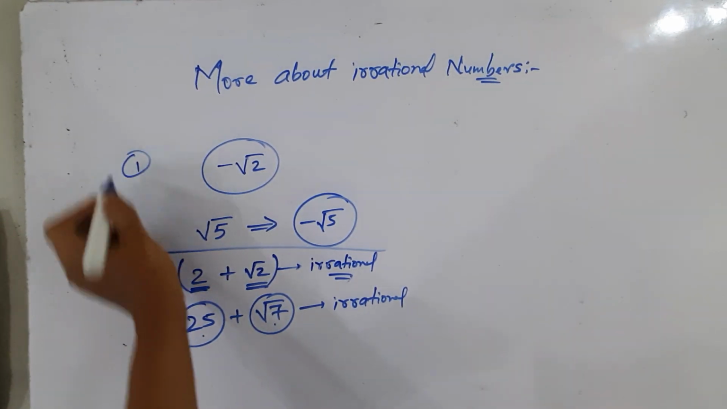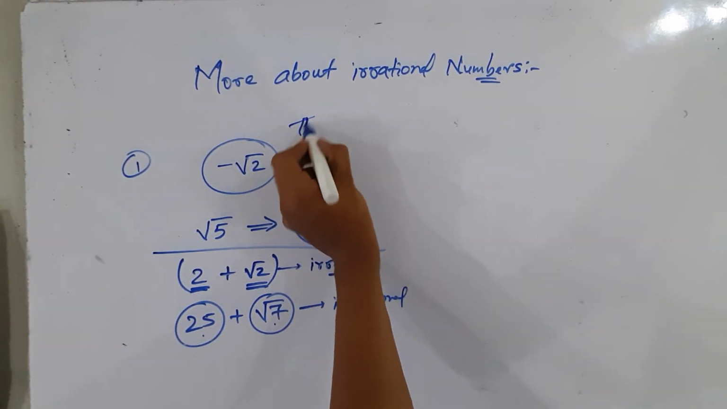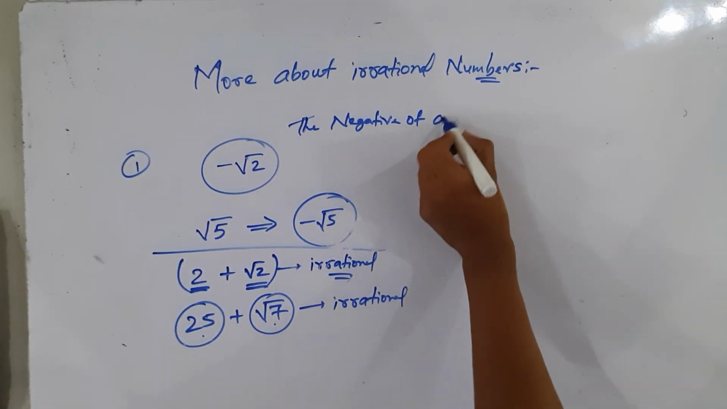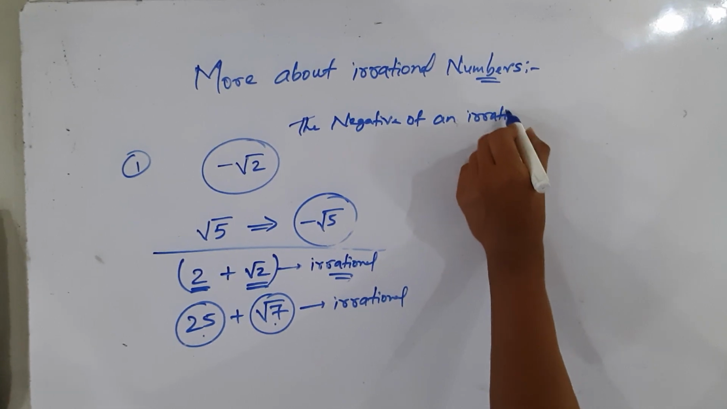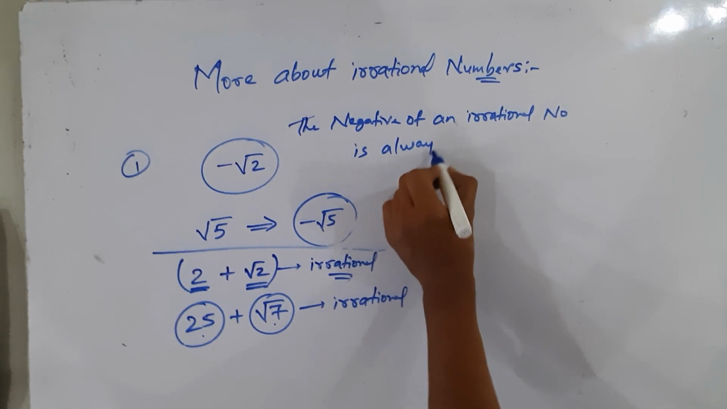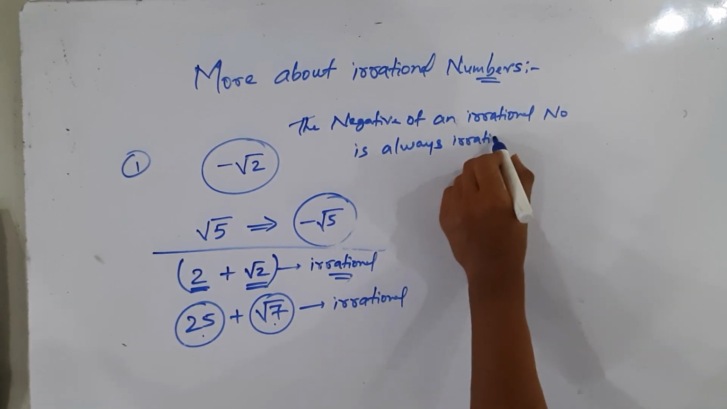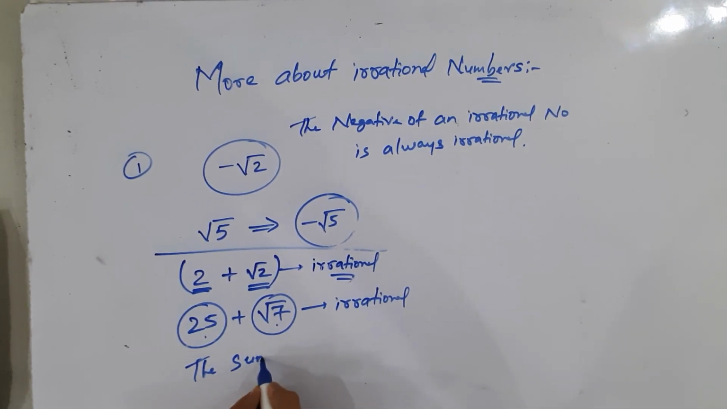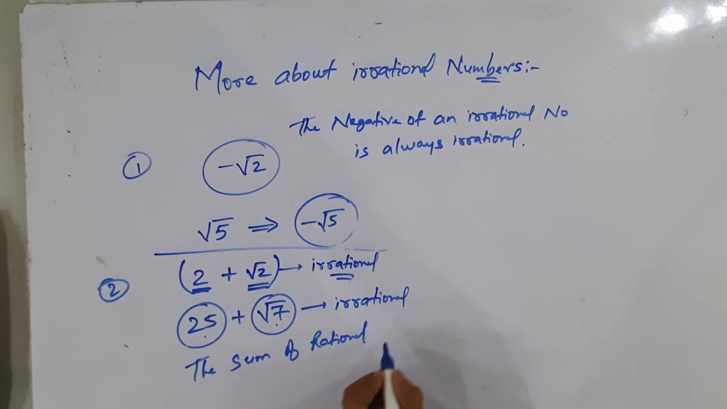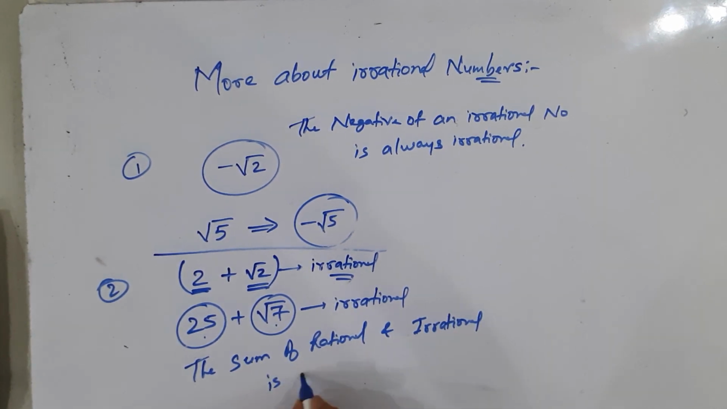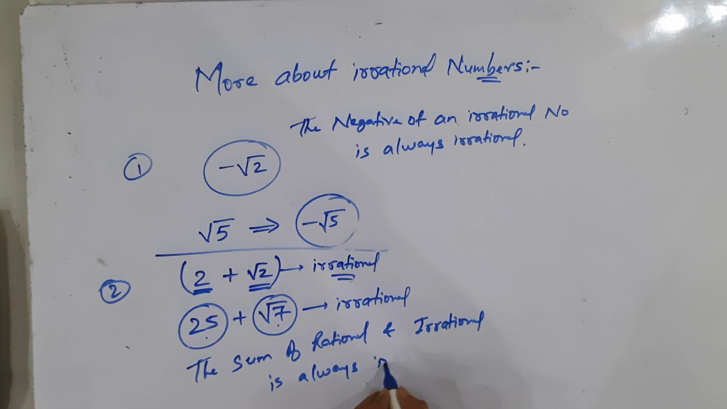So this is first, that the negative of an irrational number is always irrational. Here the sum of rational and irrational is always irrational.